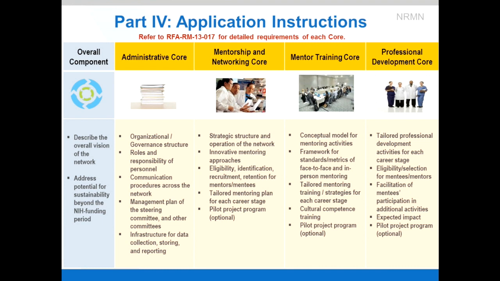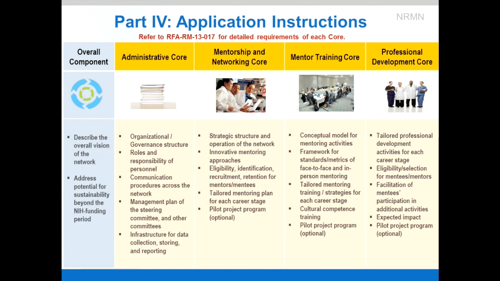In the overall component on the left, it is important to describe the overall vision of the network. In this component, applicants should also discuss the potential of network infrastructure and resources that can be sustained and or disseminated after the NIH funding period has ended. Next is the administrative core. A plan or description should be provided for items such as the organizational or governance structure, roles and responsibility of personnel, communication procedures across the network, and infrastructure for data collection, storing, and reporting, for example.